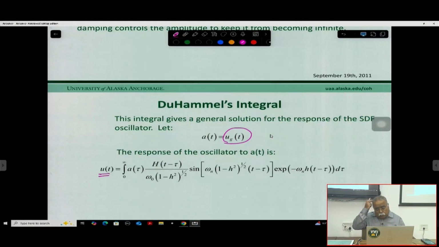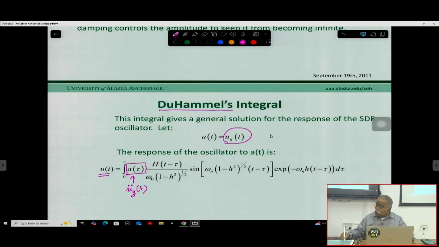So this is what we call a special integral. It is called Duhamel's integral. Now, what this integral will do is calculate, for whatever the ground acceleration or ground motion is, that means this is basically UG double dot T, the ground motion, the response of the building.